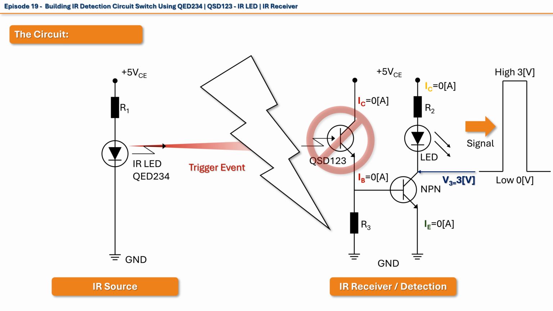Our NPN transistor will go into cutoff mode of work, and the amplitude of our signal at point V3 will jump from the saturation voltage of 0.3 volts to the difference between the power source and the voltage drop across the resistor R2. That is 5 minus 2 volts, which gives us a high signal value of 3 volts. When the infrared beam resumes, the circuit will revert to the previous state, and the signal will drop again to the low state. So simple, yet so effective.